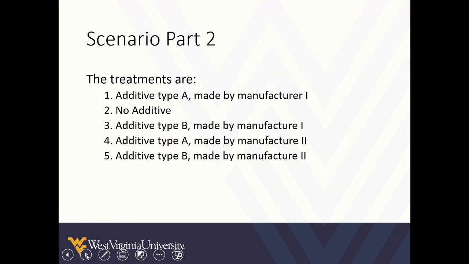Treatment 1 included additive A and was made by manufacturer 1. Gasoline 2 had no additive at all, and we were given no information about its manufacturer. 3, we had additive type B made by manufacturer 1. 4, additive type A made by manufacturer 2. And 5, we had additive type B made by manufacturer 2.